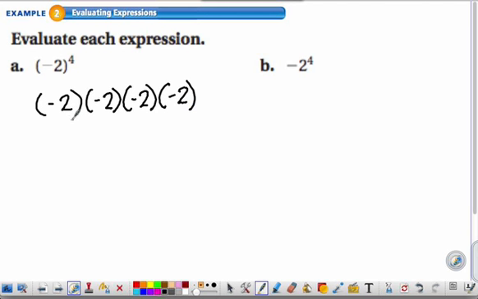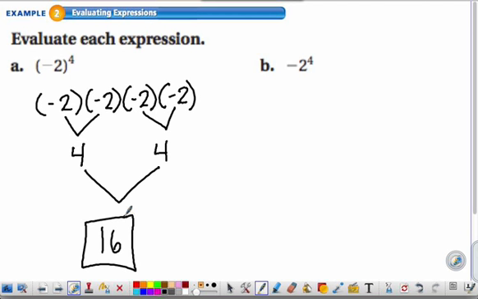Now, whenever you multiply these, -2 times -2, same sign means positive. So we end up with a +4. Same thing on this one. -2 times -2 is +4. And we know +4 times +4 is a +16.